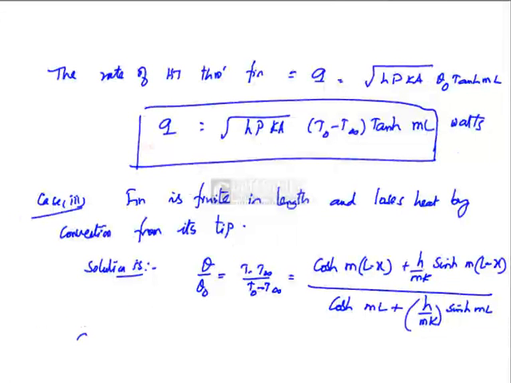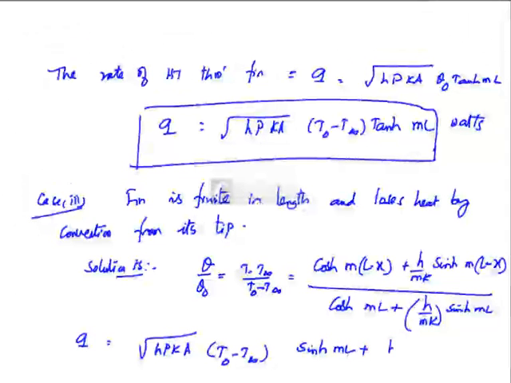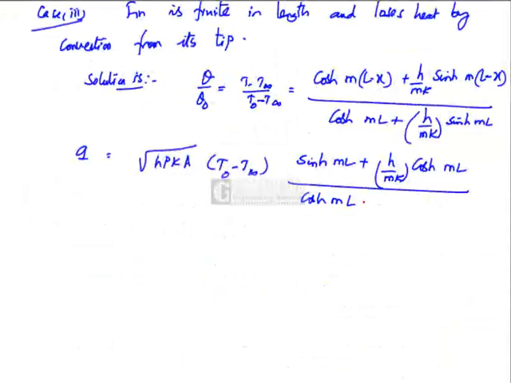And the rate of heat transfer is given by square root of HPKA into T naught minus T infinity into [sinh mL plus h by mk into cosh mL] divided by [cosh mL plus h by mk into sinh mL].